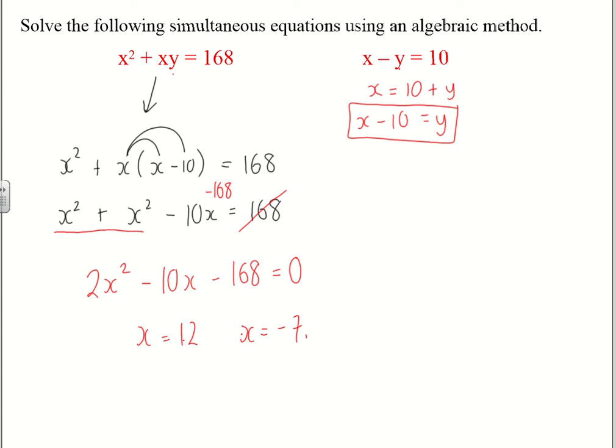We're not finding a coordinate this time, so that's actually finished. And that's how you solve simultaneous equations where one is linear and one is quadratic. You change the subject of the linear, you substitute it into the quadratic wherever that letter appears, and then set up a nice quadratic that you can solve either by factorising or by using the formula.